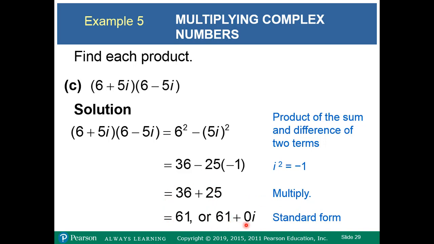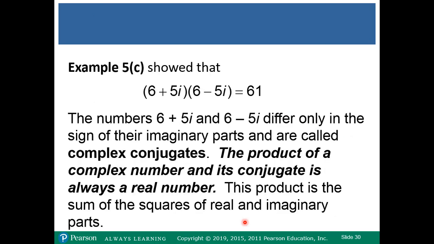So this is 61, or we would write it, if I asked for standard form, 61 plus 0 times i. Okay, now, we showed that that difference of squares equals 61. These are special pairs of complex numbers, and we call them complex conjugates or conjugate pairs. The product of any complex number and its conjugate is always a real number.